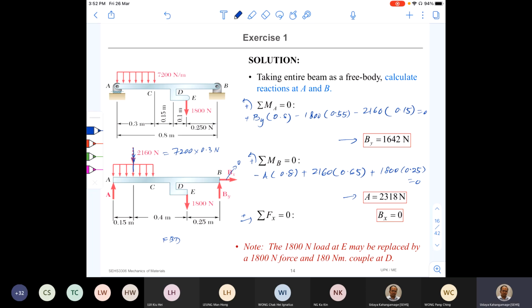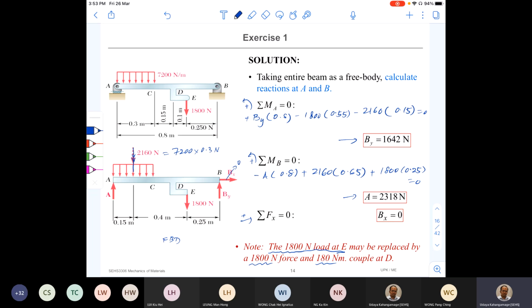But point E is not on the beam. So we can transfer the effect of the 1800 Newton load onto the beam AB. I hope that you have learned this before in your prerequisite subject, right? So in fact, this load at E, we can replace with a 1800 Newton force and a 180 Newton meter couple at point D. So how do you get that?